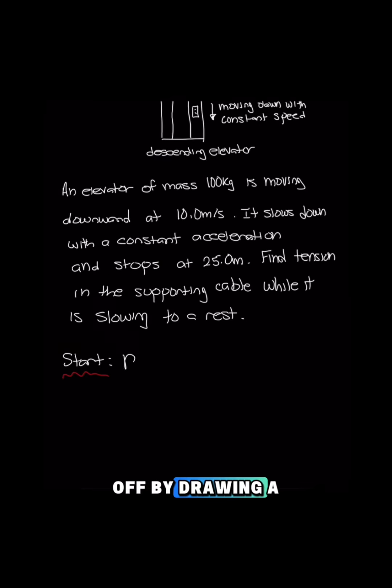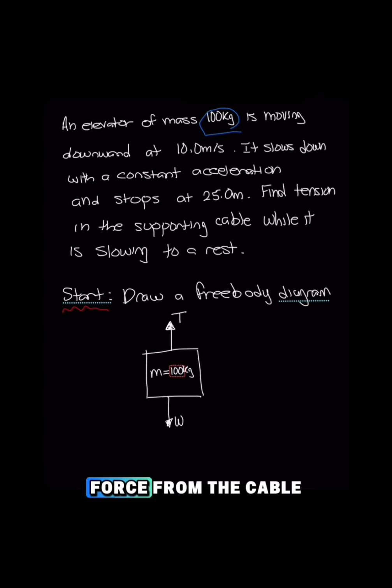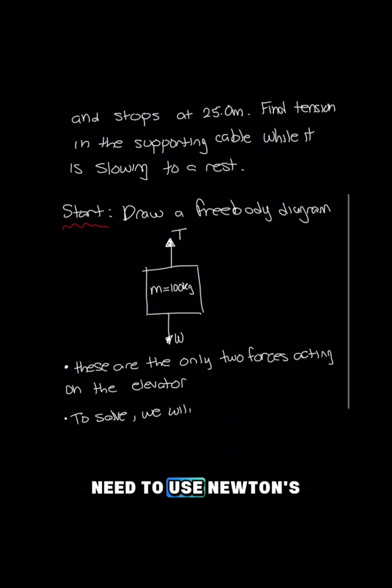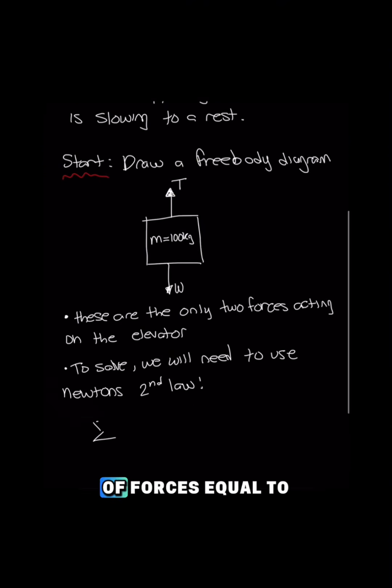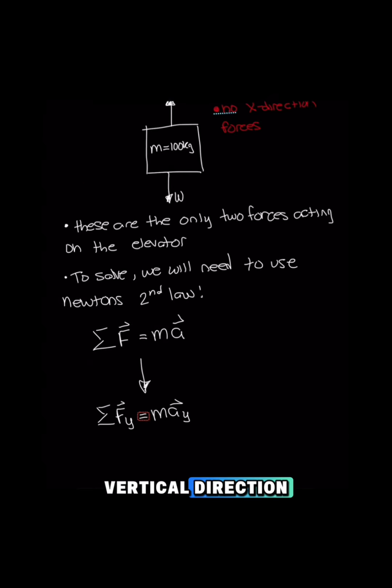So we can start off by drawing a free body diagram for the elevator of mass 100 kilograms. The two forces acting on this object are the weight force, bringing it down, and the tension force from the cable. These are the only two forces acting on the elevator. To solve, we're going to need to use Newton's second law, which is the summation of forces equal to mass times acceleration.